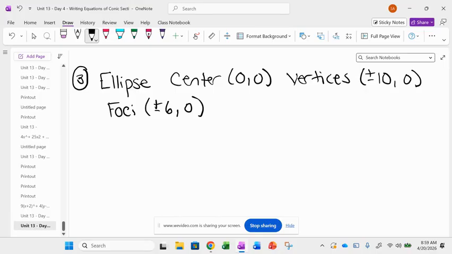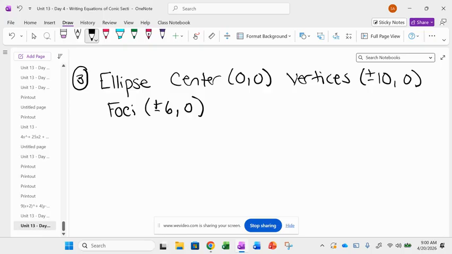So again, before I know which equation of an ellipse to use, what do I have to figure out? Amanda? If it's horizontal? You got it. If it's horizontal or vertical.